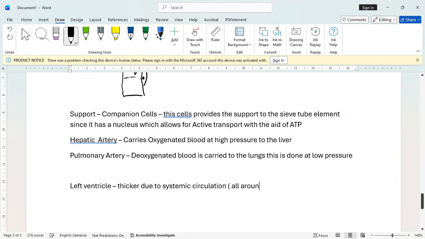And then the right ventricle, thinner. We have pulmonary circulation. And as I said, once we hear that, we should be thinking about the lung.